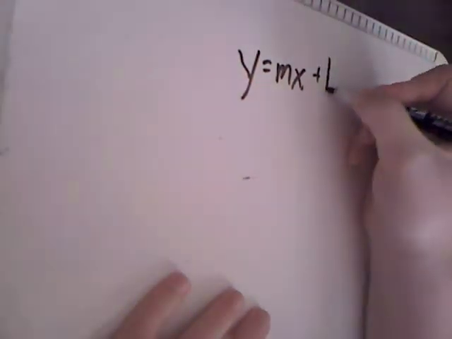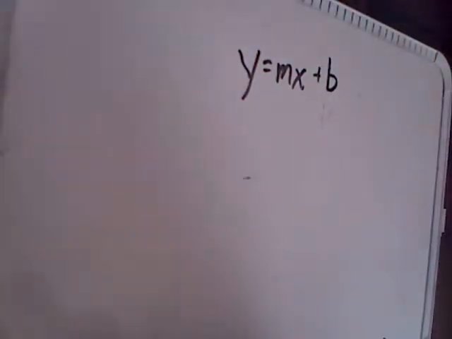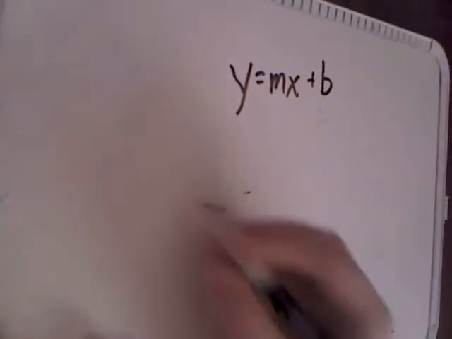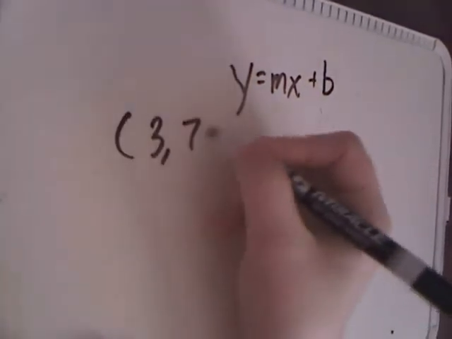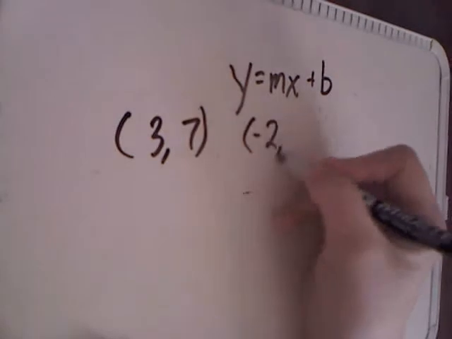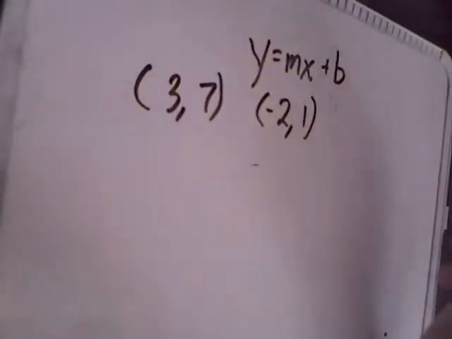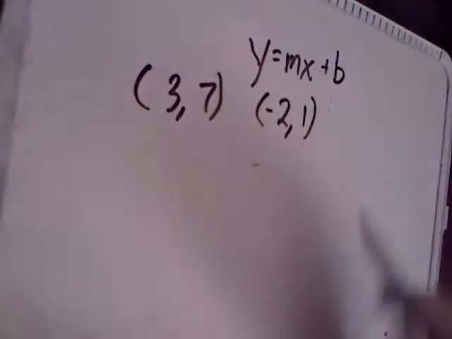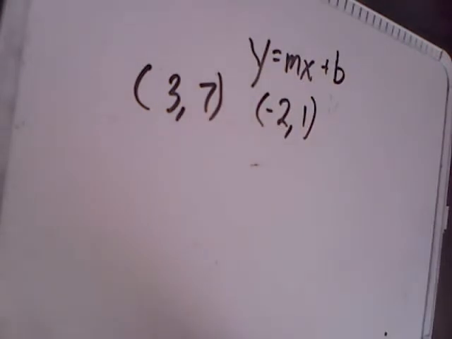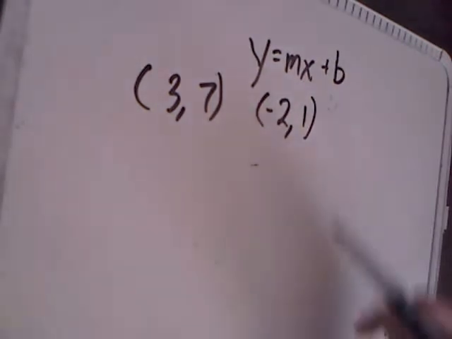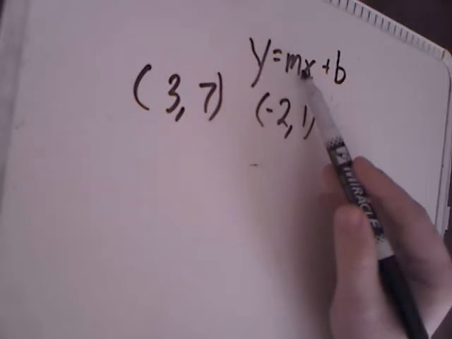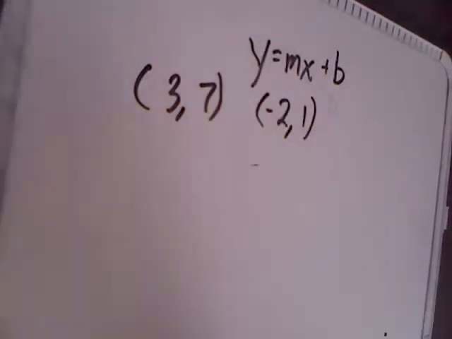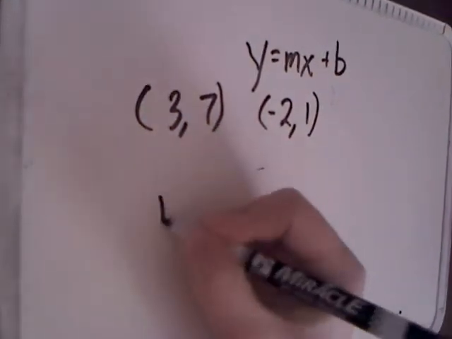Please make sure that your b's don't look like sixes so that they're not confused. You can find slope-intercept form directly just from 2 given points. So we're going to choose the points (3, 7) and (-2, 1). Just from these 2 points, we're going to write an equation in slope-intercept form. The first thing that we can solve for is the slope, or m, just from being given these 2 points.